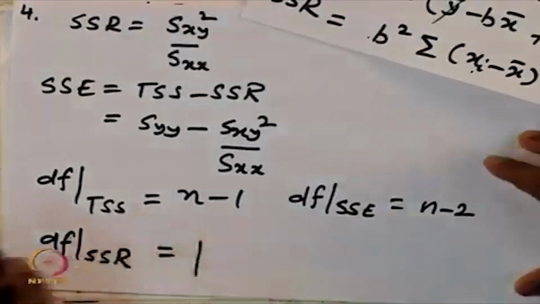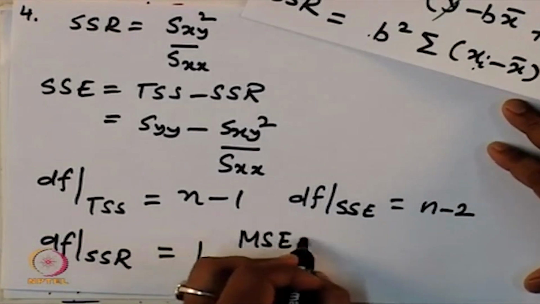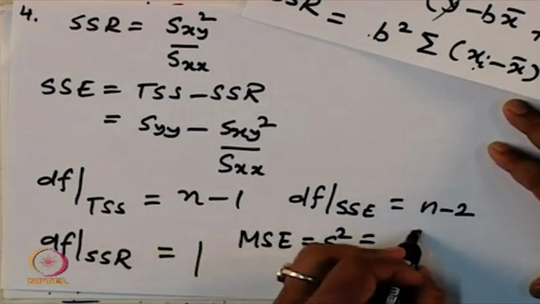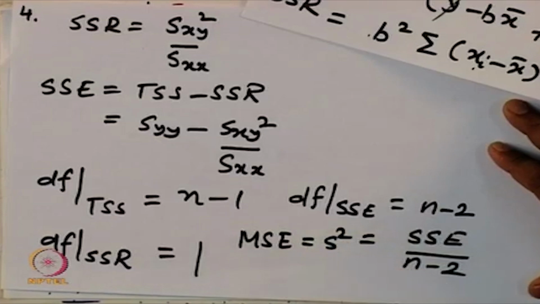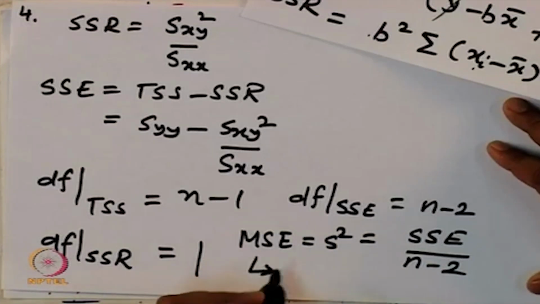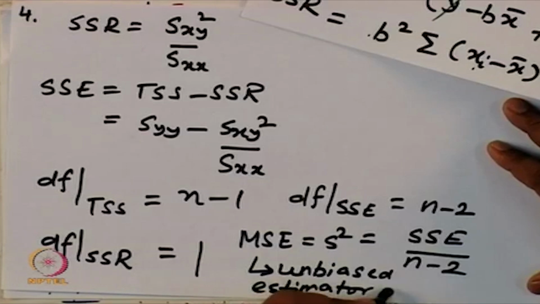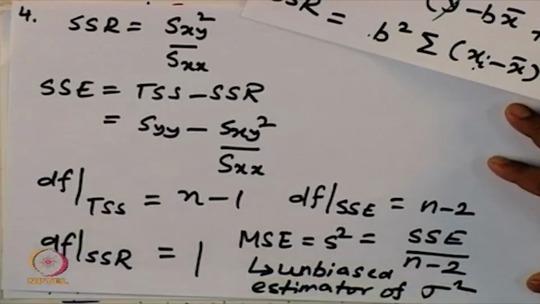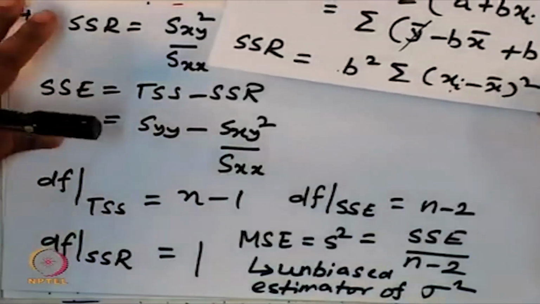Okay. And I can find out MSE, which is equal to s square, defined by SSE by n minus 2. Okay. So, this is the unbiased estimator of sigma square.